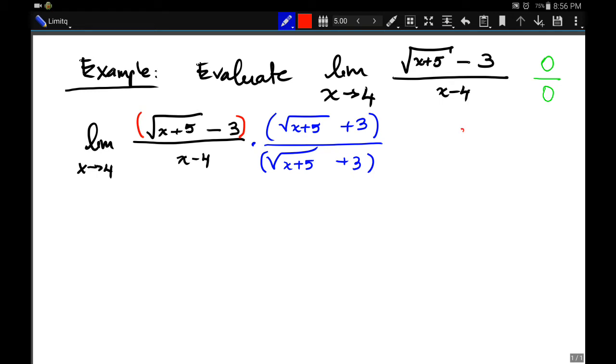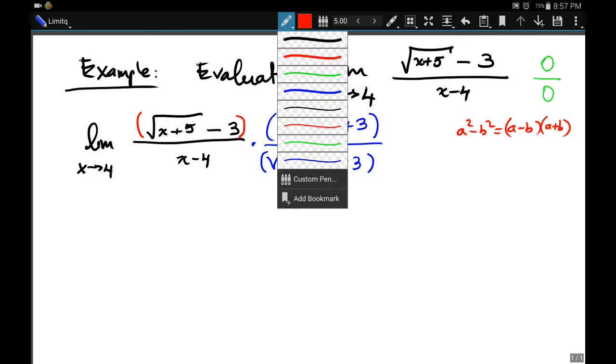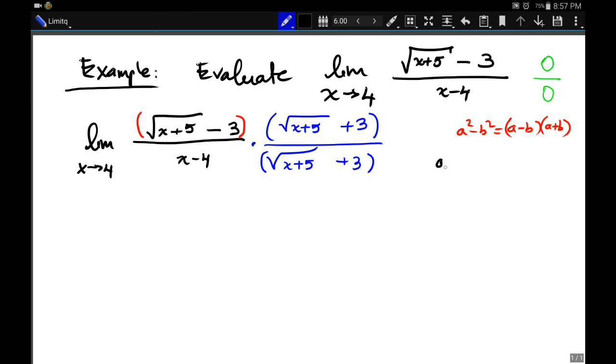But if we do that, look at this product on the numerator. We can use the a squared minus b squared thing, which is a minus b times a plus b. And here you can take a to be square root of x plus 5 and b is your 3. And then if you have this product, you can pass to the difference of the squares in here.